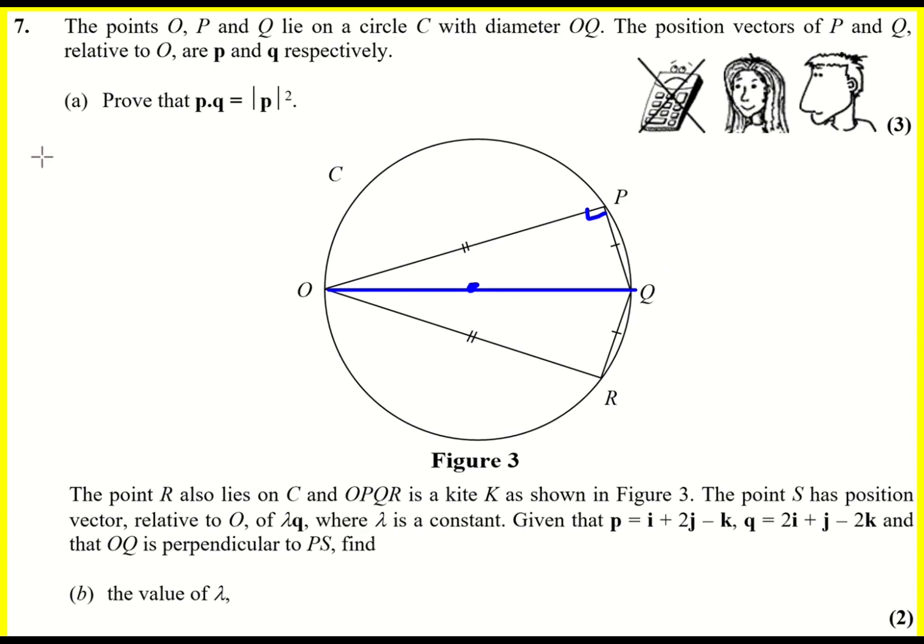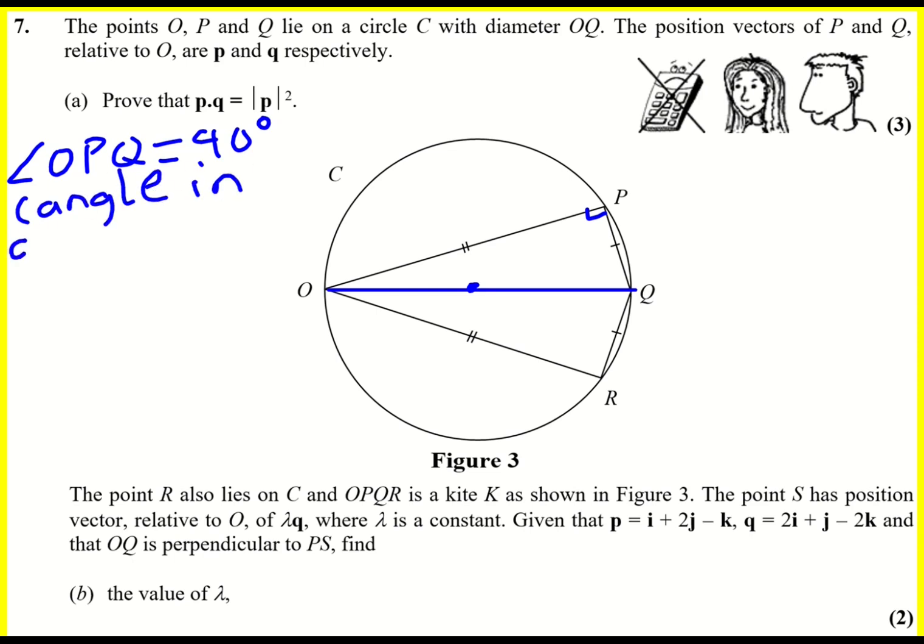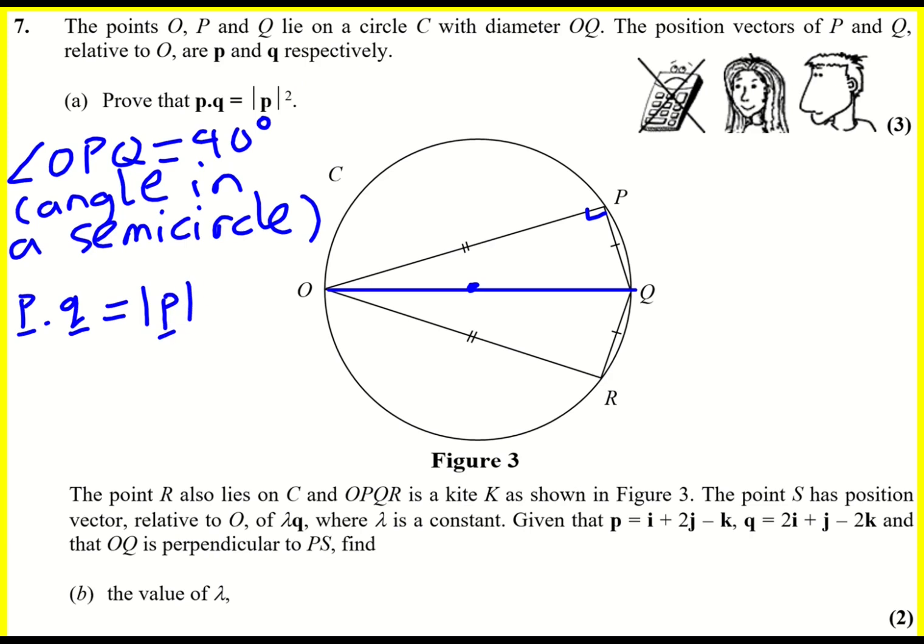So I'm just going to write down angle OPQ equals 90 degrees. Angle in a semicircle. Now we're asked to prove that P dot Q is equal to the modulus of P squared. So the general formula is this.